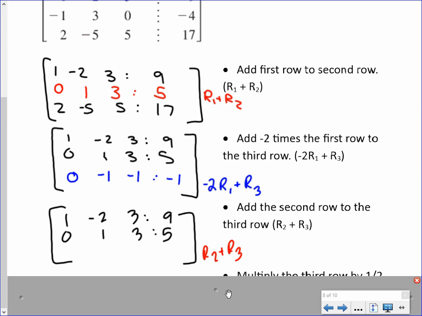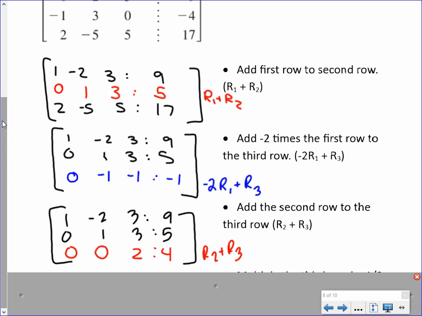And to go back up to the previous matrix, 0 plus 0 is 0, 1 plus -1 is 0, 3 plus -1 is 2, and 5 plus -1 is 4. Yes, there is a point. I'm going to get to it at the end when we get it in this form.